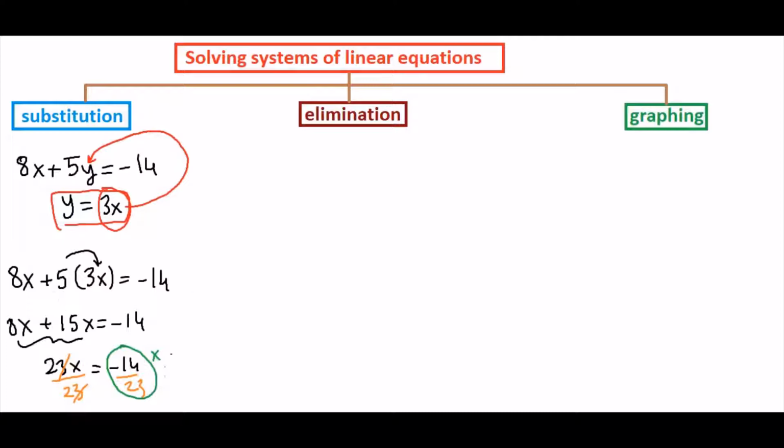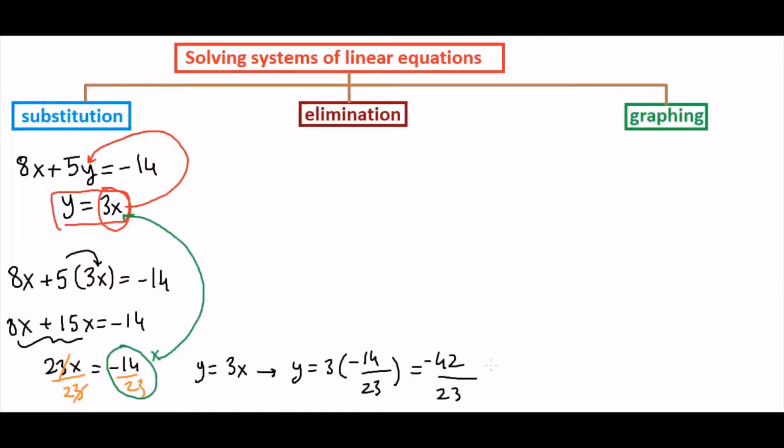To be able to find the y value, we're going to plug the x value into this equation. So y equals 3x, then y equals 3 times negative 14 over 23. So 3 times 14 is 42. It is negative 42 over 23. So this is our y value. So this x value and this y value satisfy both equations. These are the values that solve the system.